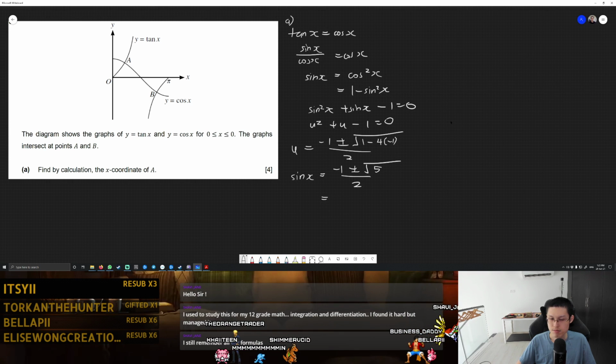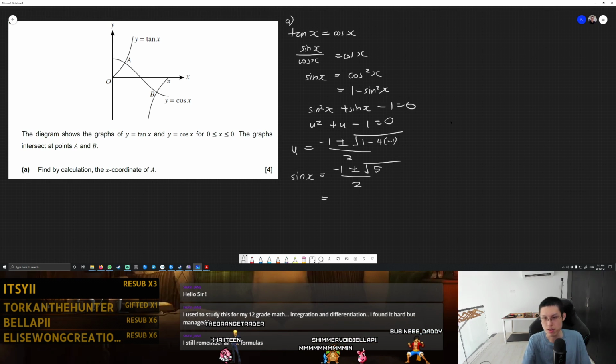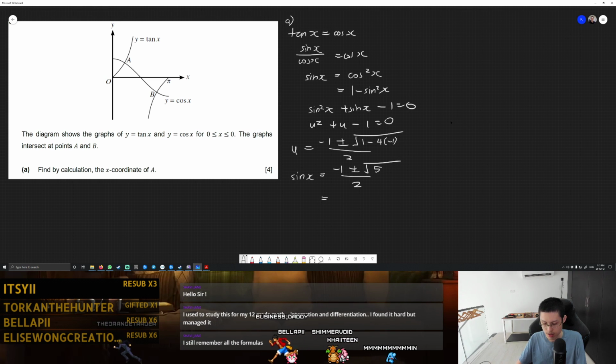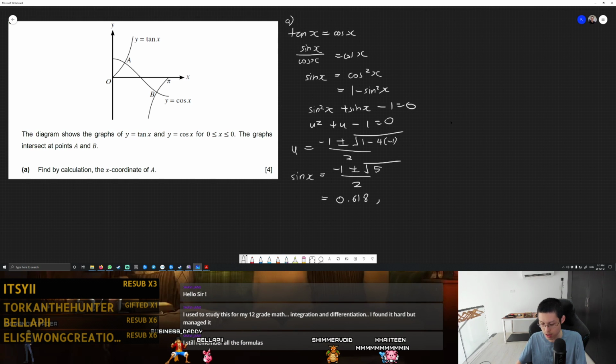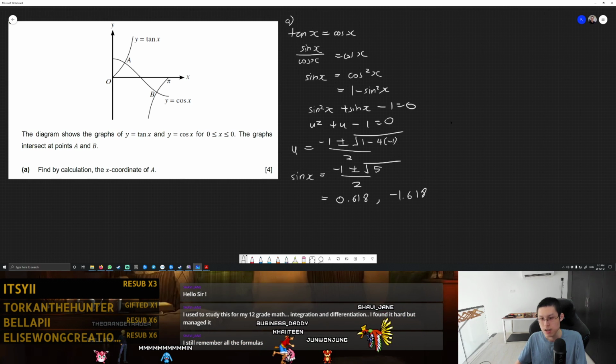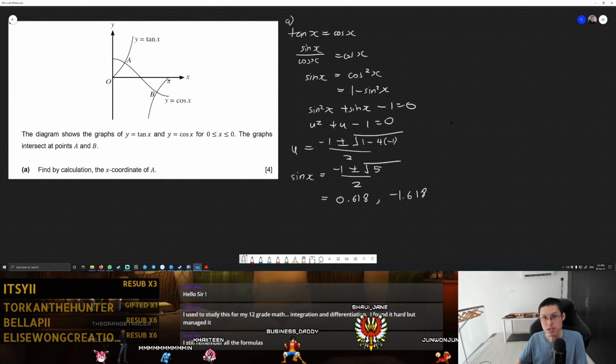But yeah, so what do we have here? We actually have two answers. The first one is negative 1 plus root 5 divided by 2, which is 0.618, and then the other answer is negative 1 minus root 5 over 2, which is negative 1.618. These numbers are actually quite significant because they are associated with the golden ratio. But that's not in the syllabus, but I just thought I'd point it out because it reminded me of that.